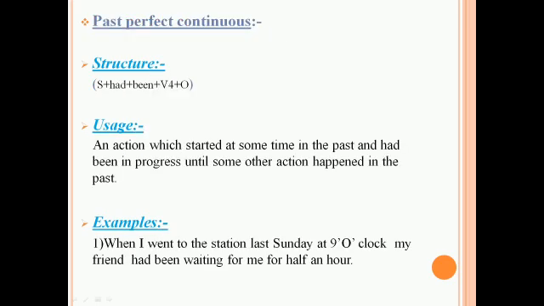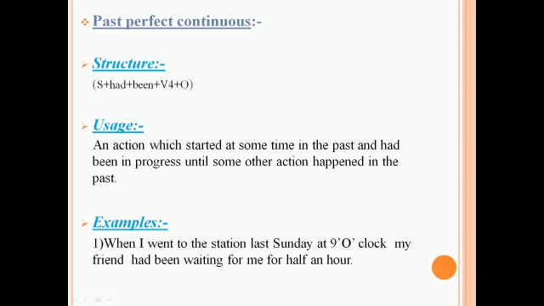Now come to past perfect continuous tense. Structure of past perfect continuous tense is subject plus had plus been plus V4 plus object. Look at the structure again. Subject plus had plus been plus V4 plus object. Usage. Action which started at some time in the past and had been in progress. That means it is still going on until some other action happened in the past.